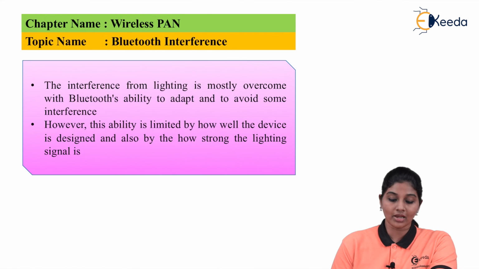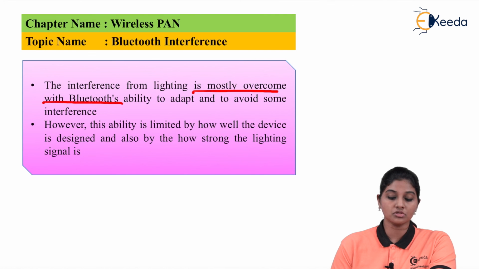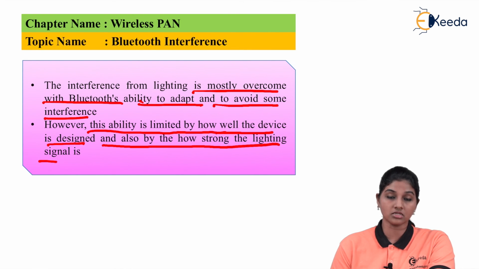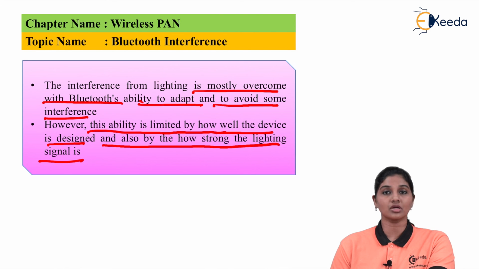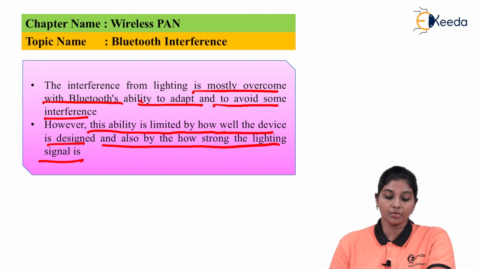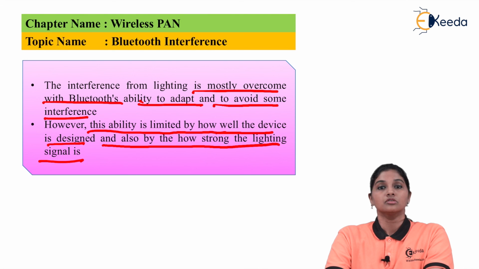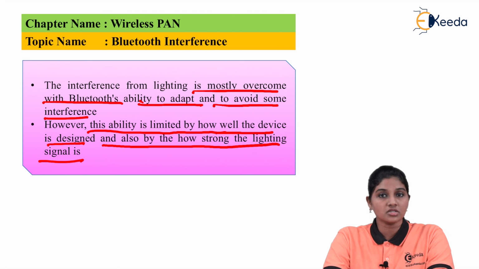The interference from lighting is mostly overcome with Bluetooth's ability to adapt and to avoid interferences. This ability is limited by how well the device is designed, and also by how strong the lighting signal is. So depending upon the strength of the lighting signal, and depending upon the ability of the device to remove the noise or interference, these types of interferences can be avoided.